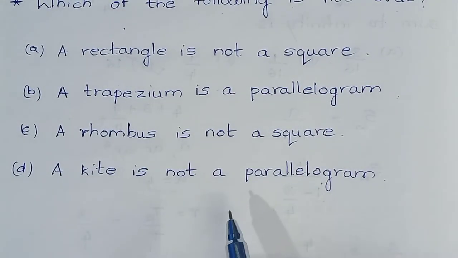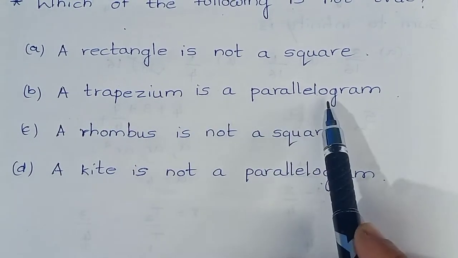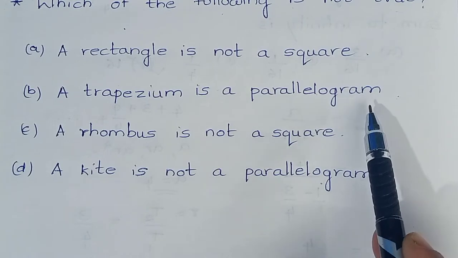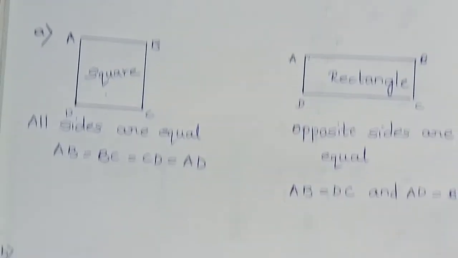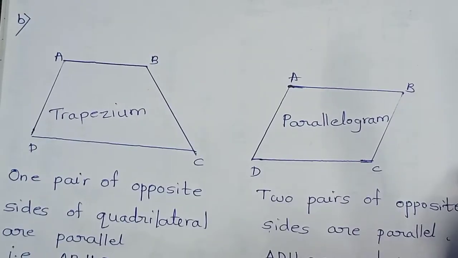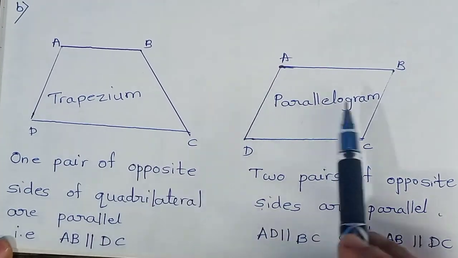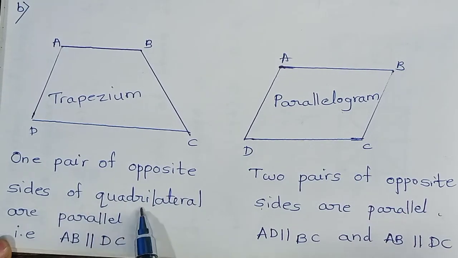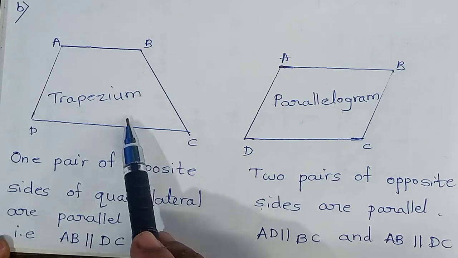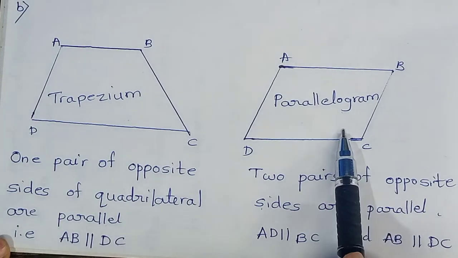Now, let's see the second statement. A trapezium is a parallelogram. Let's see, is this statement true or false? Say this is a trapezium and this is a parallelogram. One pair of opposite sides of the quadrilateral are parallel in a trapezium. Two pairs of opposite sides are parallel in a parallelogram.